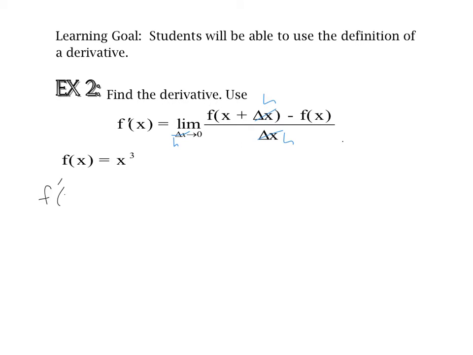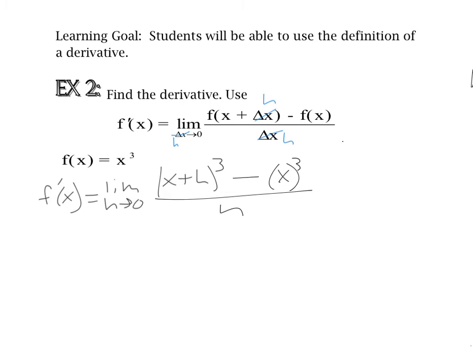Alright, so the derivative of x cubed has to equal the limit as h approaches 0 of, now it's going to be (x plus h) cubed minus just x cubed, all over h. Well, this is going to be a little bit trickier. How do we expand this?